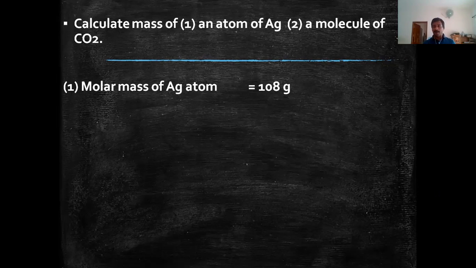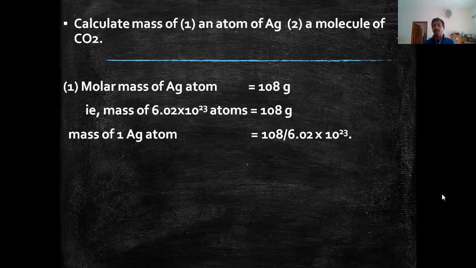Molar mass of silver atom is 108 gram. Mass of 6.02 into 10 raised to 23 atoms is 108 gram. Therefore, mass of one atom is 108 divided by 6.02 into 10 raised to 23. That is equal to 1.793 into 10 raised to minus 22 gram. The simple problem. You solve it, just read the question and try to solve it yourself.